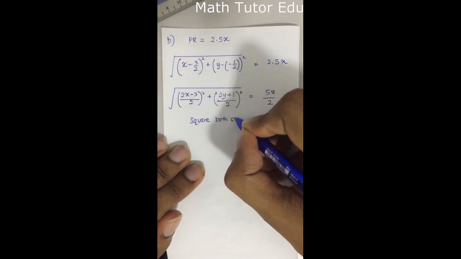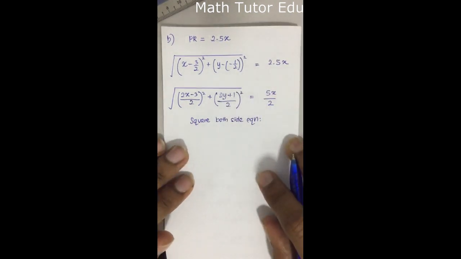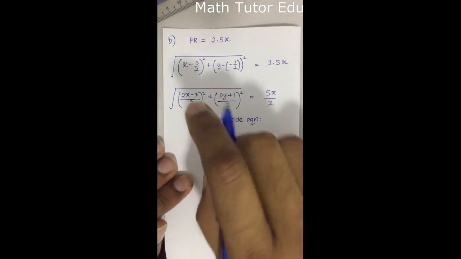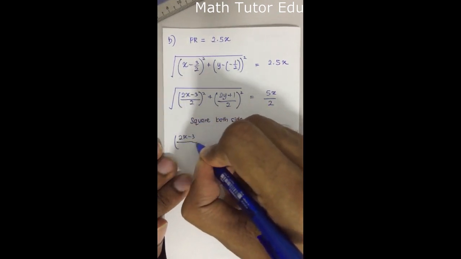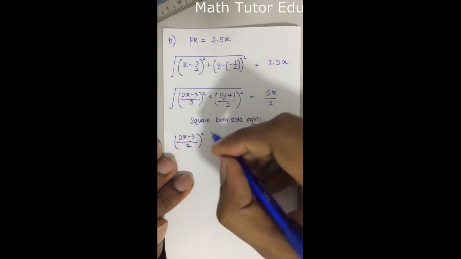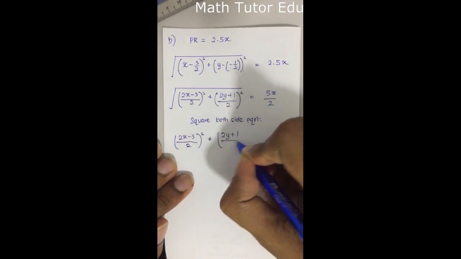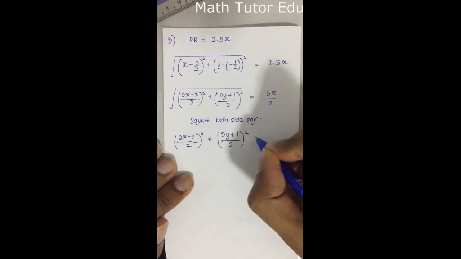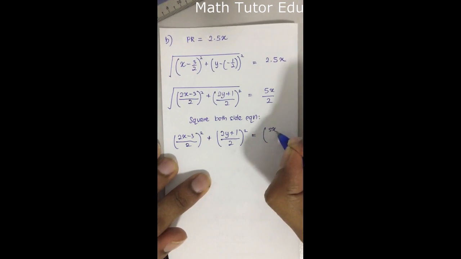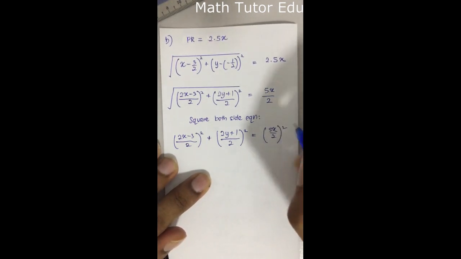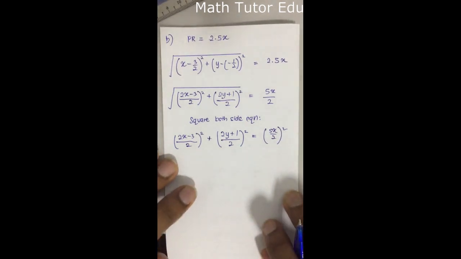Okay, square both sides of the equation. So from here you will have ((2x minus 3) divided by 2) squared plus ((2y plus 1) divided by 2) squared equals (5x over 2) squared. Okay, so let us do the expansion one by one.